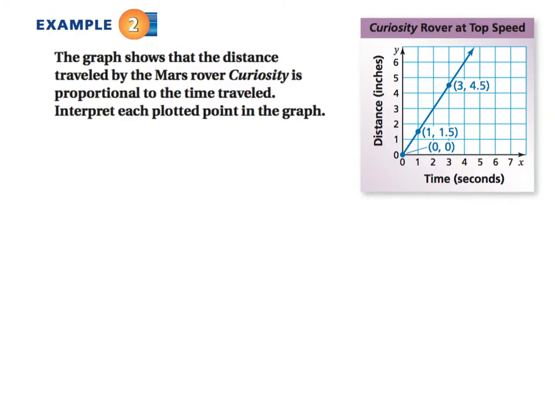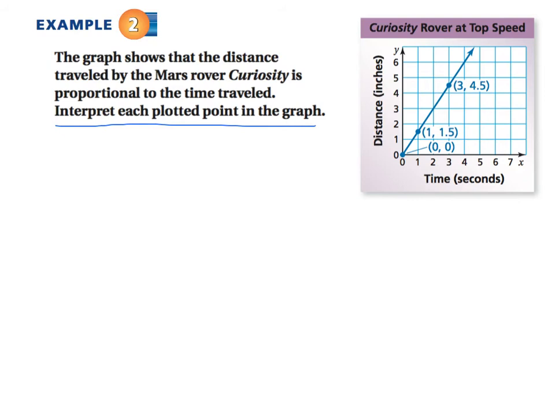Now in example 2, we're going to interpret the graph. This is actually one of the harder concepts that most students have, is interpreting every part of this graph and what it means. So it's going to get much harder in 7th grade with graphs, but we're going to start with the basics. This graph in purple here shows the distance traveled by the Mars rover Curiosity. And we see that's proportional to the time traveled. Why is it proportional? Because it crosses through 0, 0. I want you to interpret each plotted point in the graph. So I want you to tell me what each of these things mean.